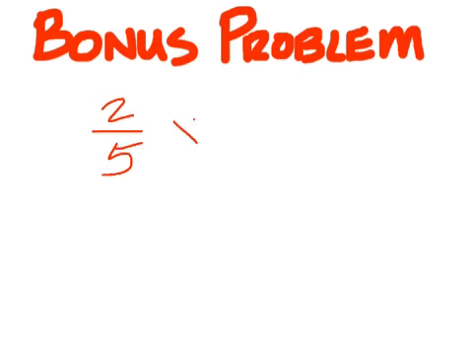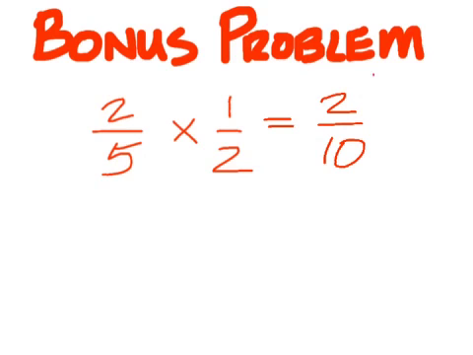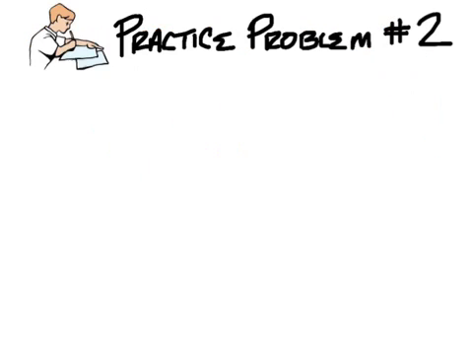Here's another bonus problem. 2 over 5 times 1 over 2. Solution is to multiply left to right to get 2 over 10, but 2 goes into itself once and into 10 5 times, so it should be 1 over 5. Practice problem 2. 6 over 7 times 3 over 4.